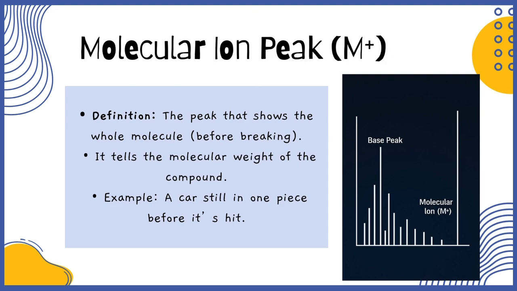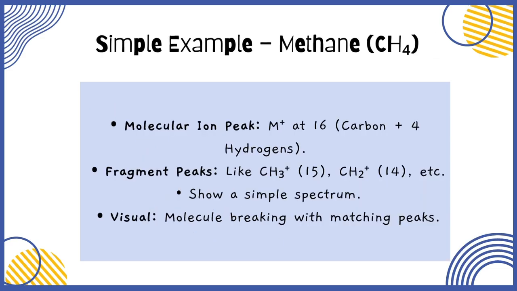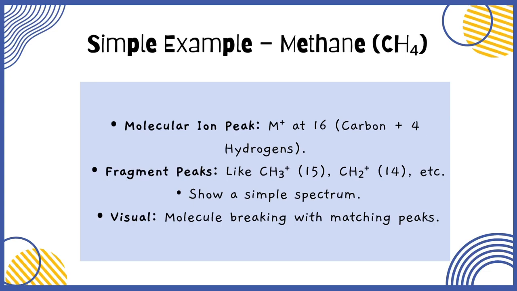And next is ionic fragment peaks. In these fragment ionic peaks, we see smaller pieces of the molecule. Each peak is equal to a part of the molecule. Simple example, we will discuss methane, CH4. Here the molecular ion peak M plus is at 16, and there are fragment peaks like CH3 plus. If we draw the spectrum, the graph, then we will divide it into the molecular ion peak, fragment peaks and base peak.